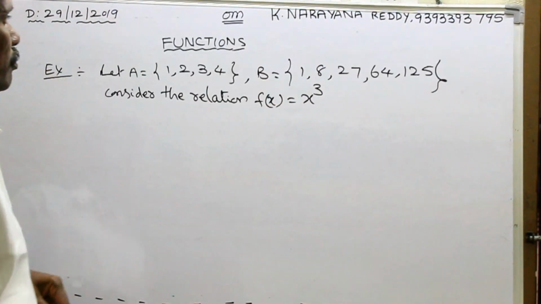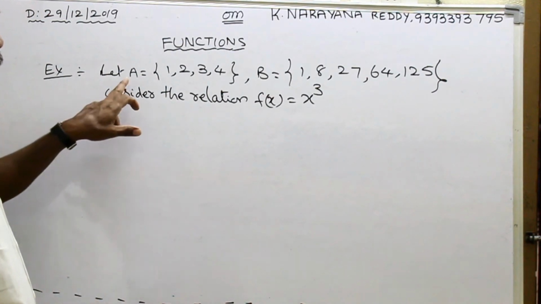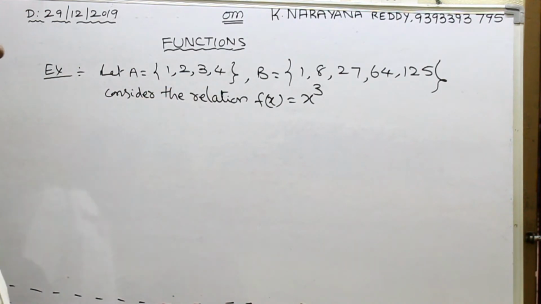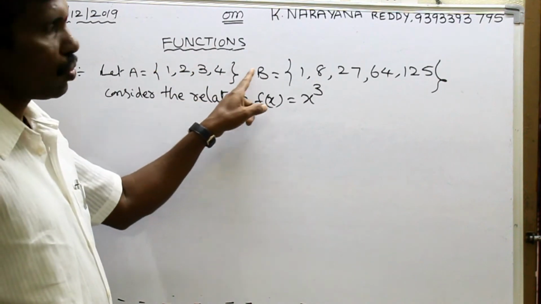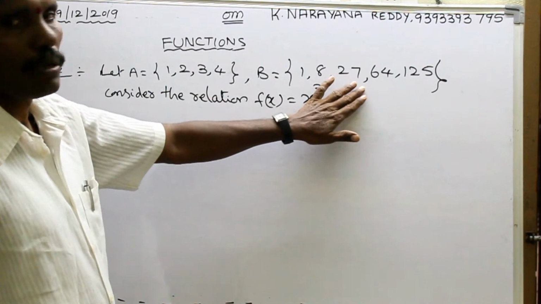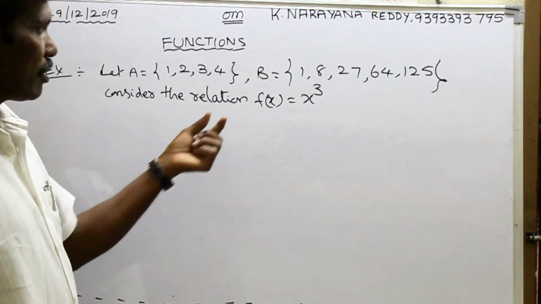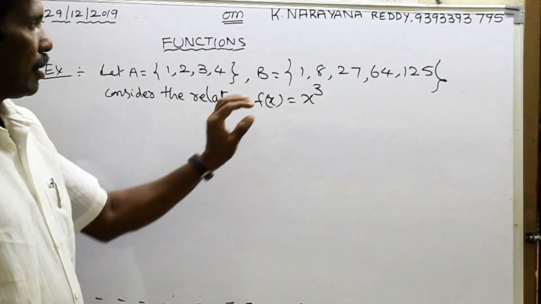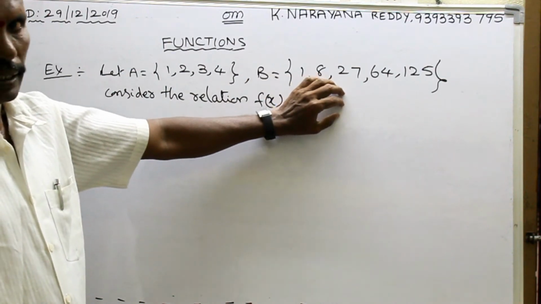Okay? Take an example. Here, A equals 1, 2, 3, 4. Four elements are there in set A. B equals 1, 8, 27, 64, 125. That is, five elements are there in set B. There is a relation. What is the relation? f of x is equal to x cube. The left side belongs to A and the right side belongs to set B.